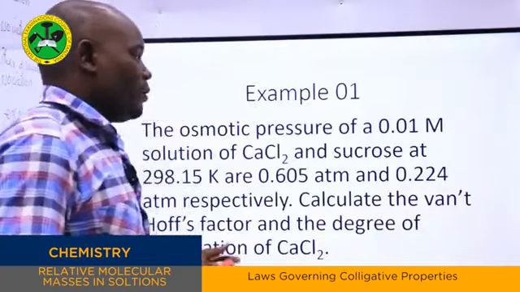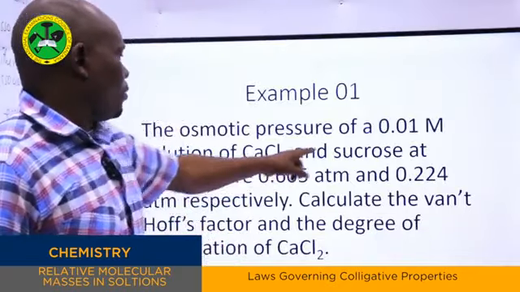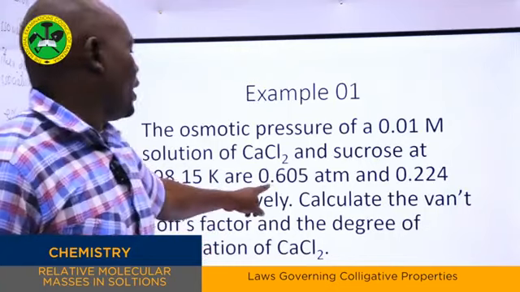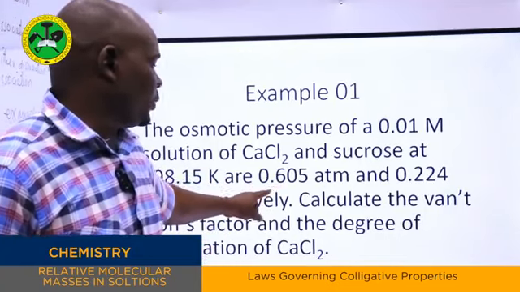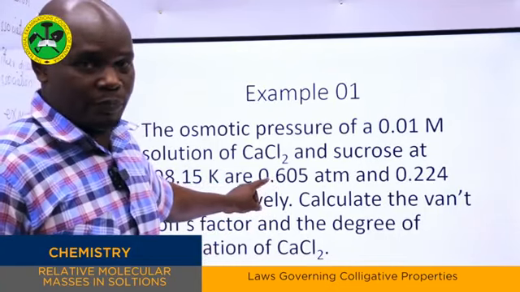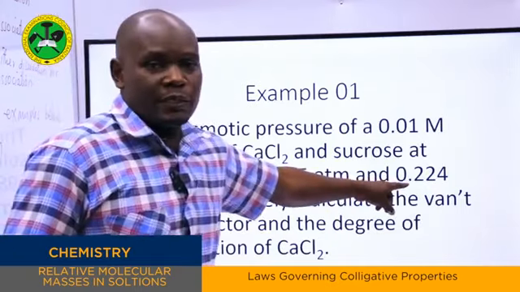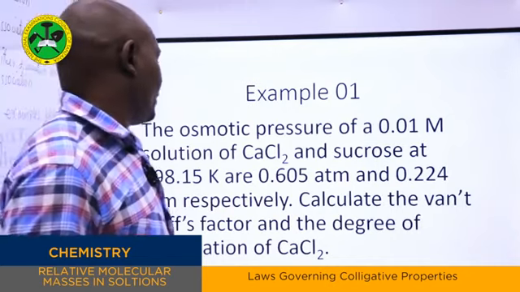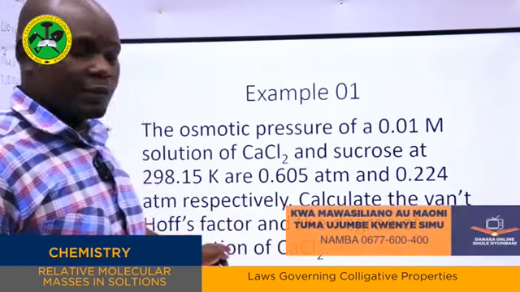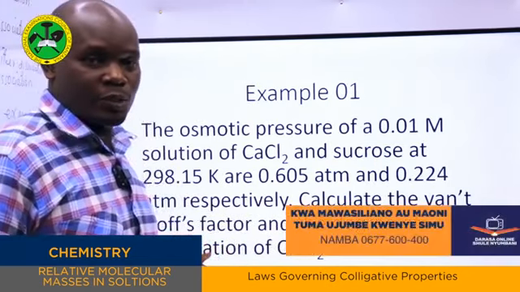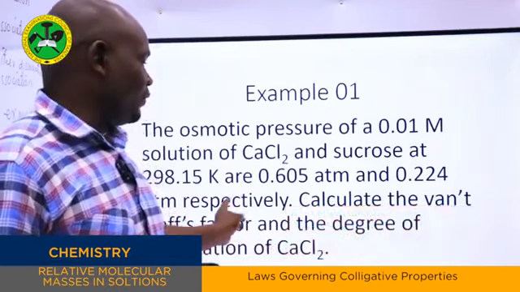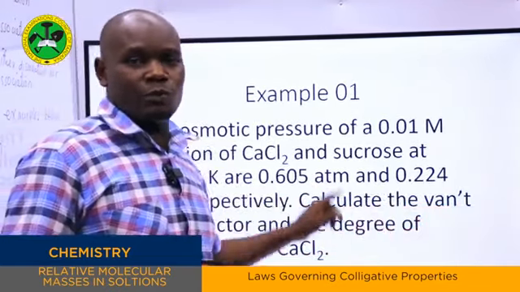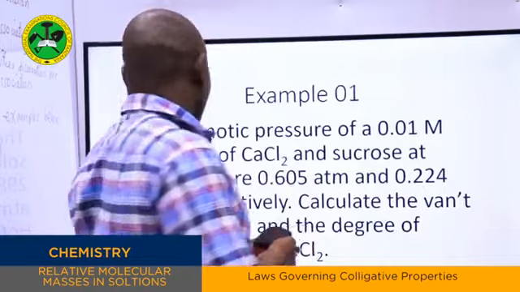So the data given, we have the concentration of the solution. We have the osmotic pressure. This osmotic pressure is the observed osmotic pressure, and this is the expected or calculated osmotic pressure. The solution whose degree of dissociation we are supposed to calculate is calcium chloride. But first you have been asked to calculate the Van 't Hoff's factor, which is I.